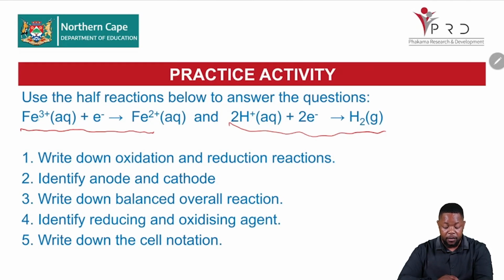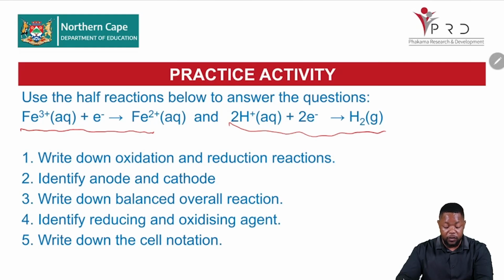So we have iron gaining 1 electron to become Fe2+. And then on this side we have H+, also gaining 2 electrons to form H2. Now, we need to use the standard reduction potential table to see which substance has a greater reducing ability than the other one, for us to determine which substance undergoes reduction and which undergoes oxidation.